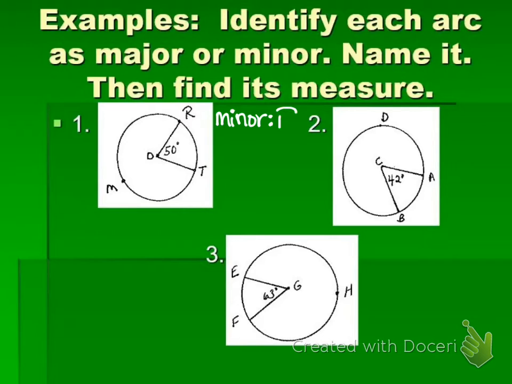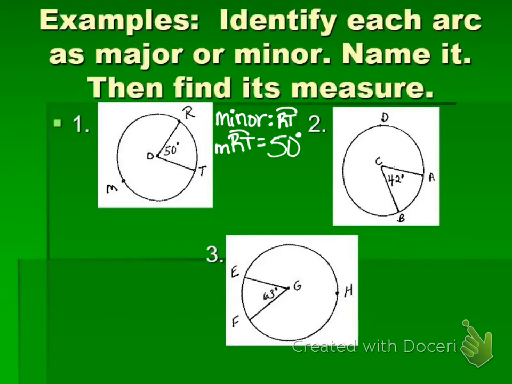RT. So the minor arc is arc RT. The measure, so I use a little m, of arc RT is the same as the measure of its central angle. Who can tell me what the measure of arc RT's central angle is? Julian? 50 degrees. An arc measure is the same as its central angle.